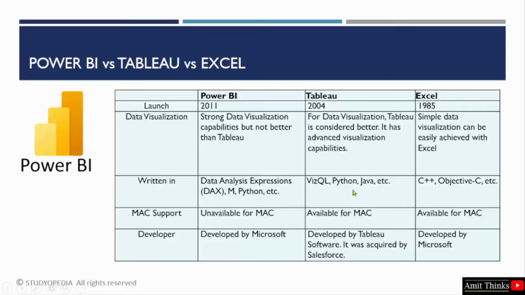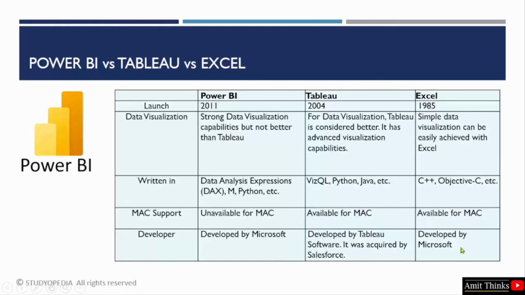Your Tableau is written in the following languages including Python and Java. Your Excel, because it dates back to even before 1990 when there was no Java and Python, is written in C++, Objective-C and other technologies. Power BI is written in Python, M and DAX, that is data analysis expressions. Your Power BI is unavailable for Mac. You can still go to your web browser on Mac and work on it, but it is currently unavailable for Mac. Tableau and Excel are available for all three operating systems including Mac.